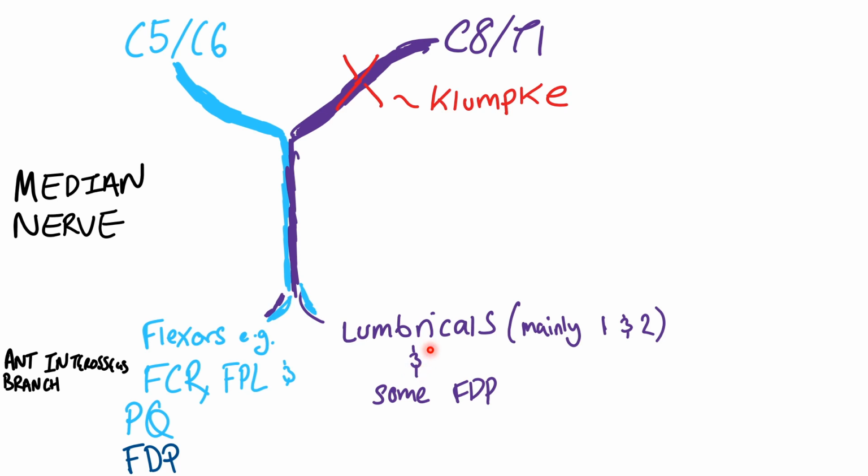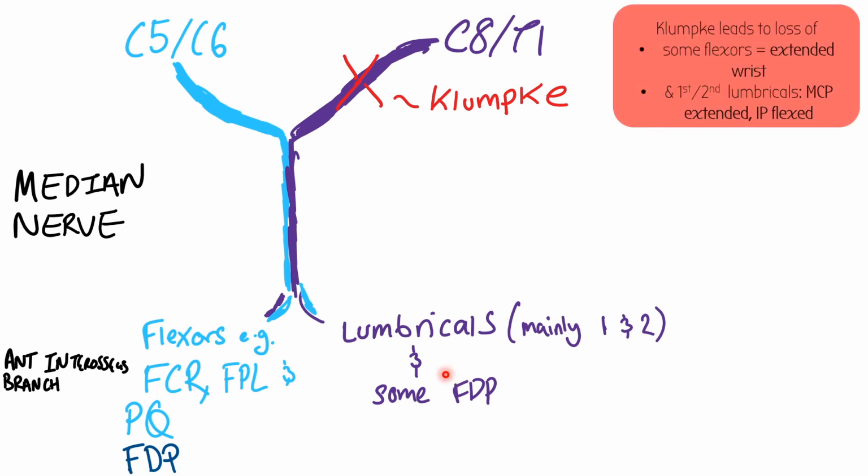And so when you have a look at Klumpke's palsy, remember it affects C8 to T1, and this is quite high up, this affects the root. If you look at this diagram, the major thing that C8, T1 gives off is the lumbricals, with some contribution to the flexors. So when we damage them, we get loss of some flexors first of all, so we get the extended wrist, and then when we damage the lumbricals, we get the MCP extended. Usually the MCP should be flexed and the IP should be extended, but we get the reverse of this. So we get our MCP straight and our IP joints curling inwards.